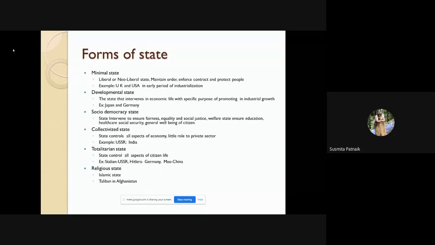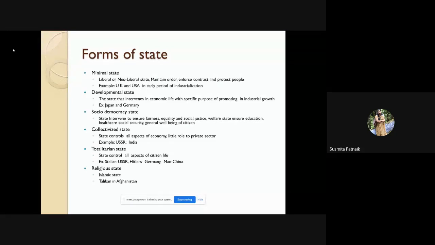Socio-democracy means what? Take for example the UK and the United States of America. In the UK and the USA, there is fairness in the political systems. The USA is the first country where, in 1920, women got the right to vote. I know that in India women got the right to vote after independence, but the USA is the first country where women got the right to vote, in 1920, through the process of feminism.